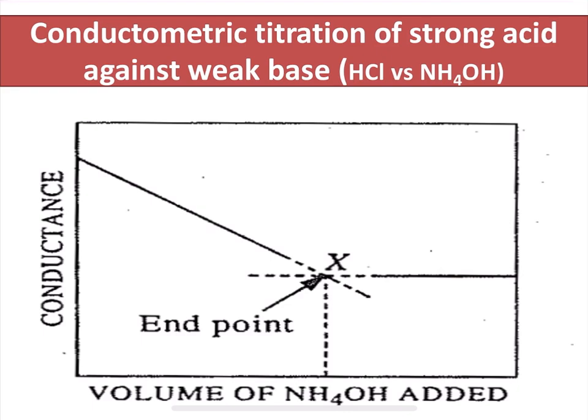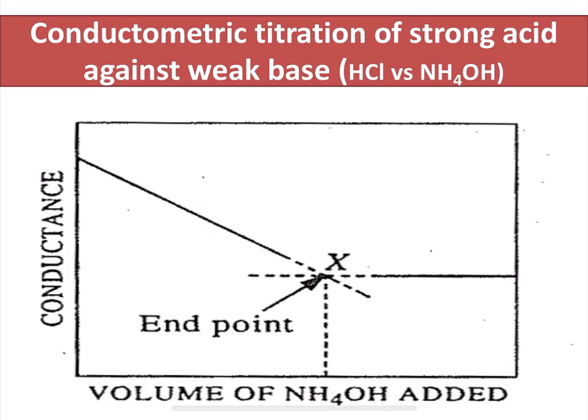Once we note down the conductance measured by adding 1 ml, 2 ml, 3 ml, 4 ml, 5 ml, 6 ml like this, we have to plot the graph. On plotting the conductance of the solution against the volume of ammonium hydroxide added, we get two straight lines, and the point of intersection gives the end point. This is the point of intersection, and this gives the end point of the titration.